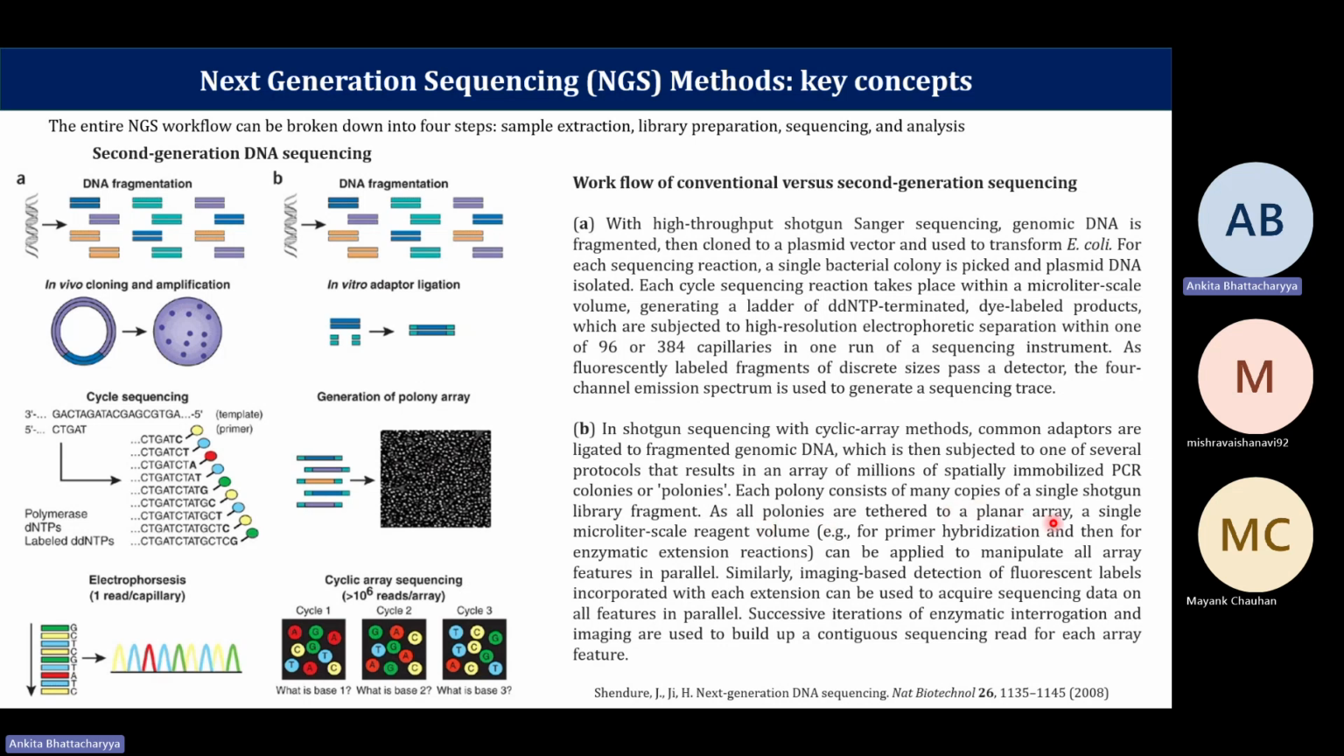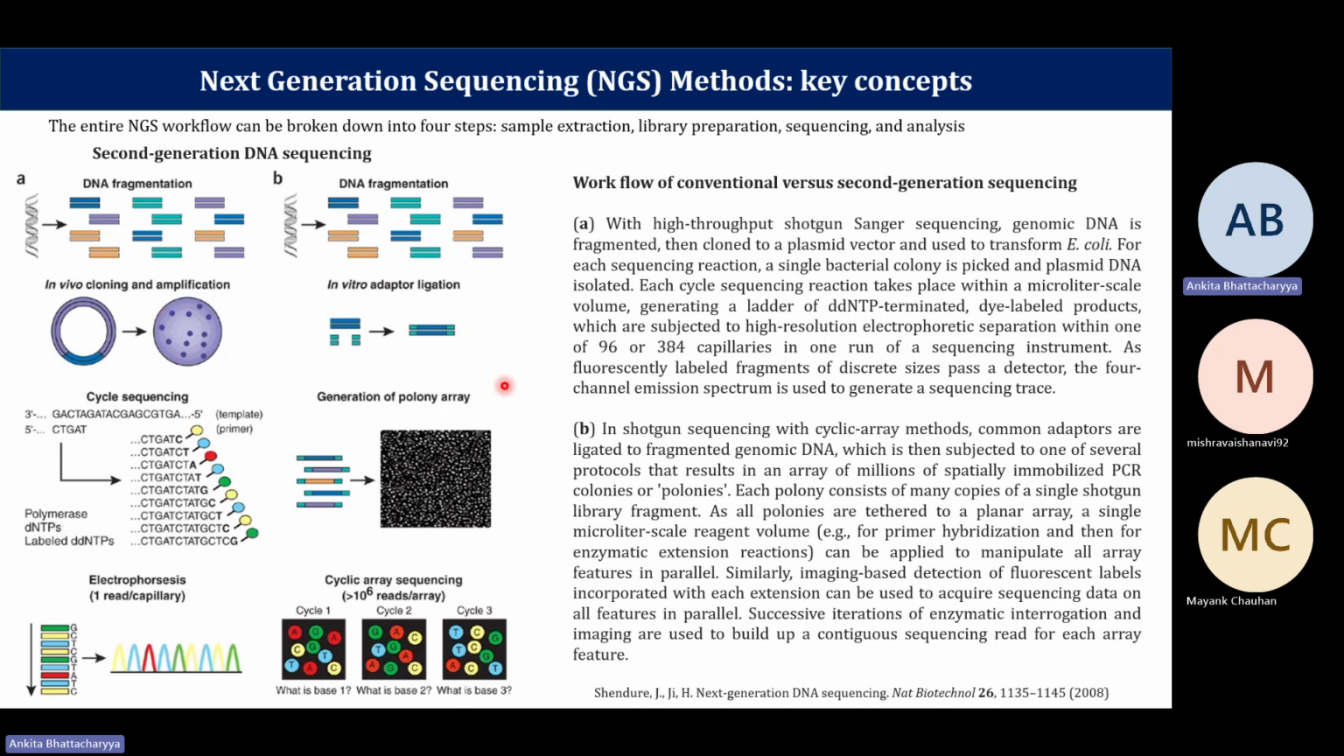Now, as the polonies are tethered to a planar array, a single microliter scale reagent volume can be applied to manipulate all of these parameters. And when multiple times you do these enzymatic interrogations, you basically do multiple rounds of sequencing where you have more than 10 to the power 6 reads per array, you'll be able to detect which base is present at which location, and from there sequencing can be done.